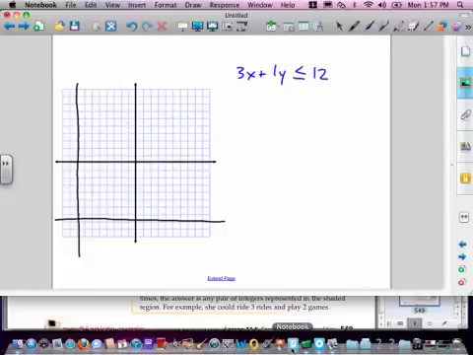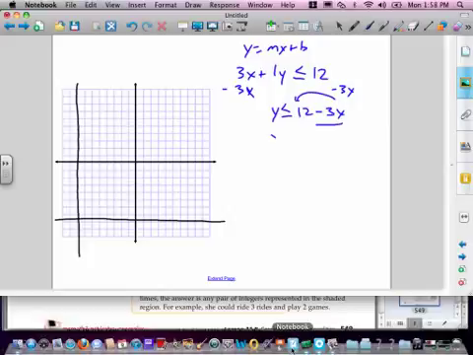The first thing we need to do is rearrange this so that we have it in y equals mx plus b form so that we can graph it. So let's get rid of the 3x over here, and do 3x over here. So we would get y is less than or equal to 12 minus 3x. And I don't like it that way. I want to switch this around. So I'm going to say y is less than or equal to negative 3x plus 12. So I can do that. And now I have it in the form of y equals mx plus b.